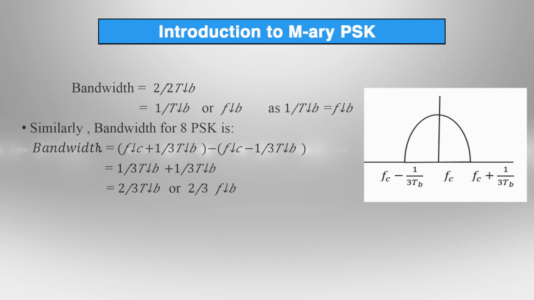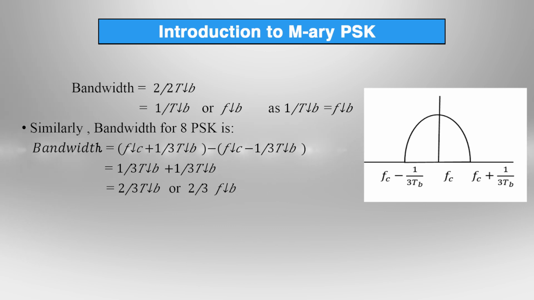Similarly, let us see the bandwidth of 8 PSK. These diagrams represent the spectrum of 8 PSK. Here center frequency is Fc and the upper frequency is Fc plus 1 upon 3 Tb and lower frequency is Fc minus 1 upon 3 Tb, where 3 Tb is bit duration or time period of 3 bits or 1 symbol, as in 8 PSK 3 bits are transmitted at once.